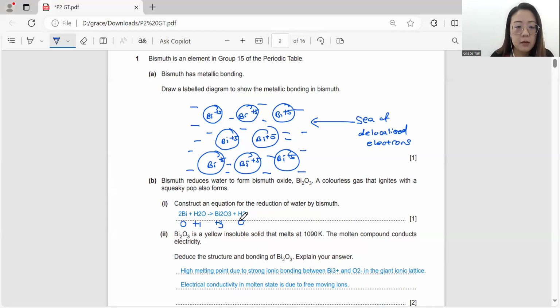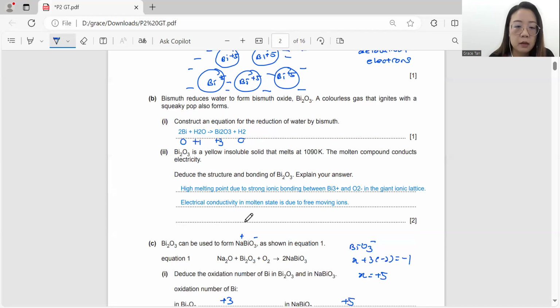Okay, number 2. Bi2O3 is a yellow insoluble solid that melts at 1090 Kelvin. The molten compound conducts electricity. Deduce the structure and the bonding and explain your answer. So 1090 Kelvin is actually quite high. First, we need to address the high melting point.